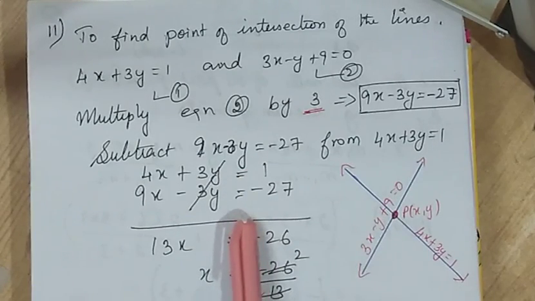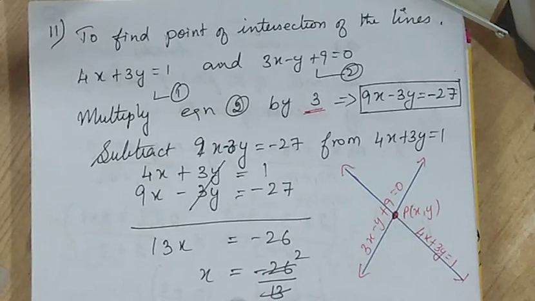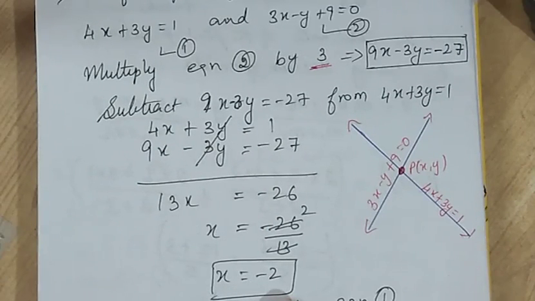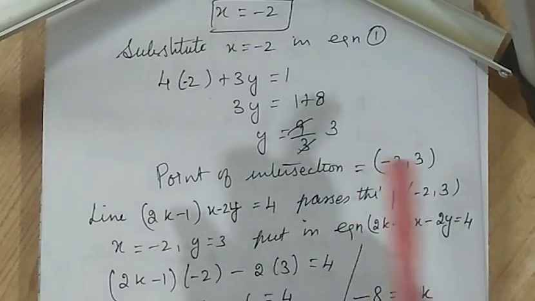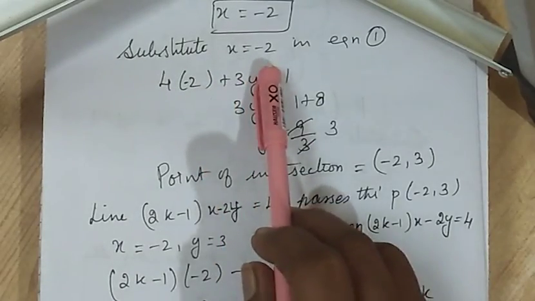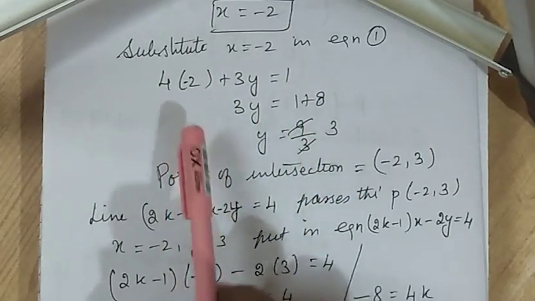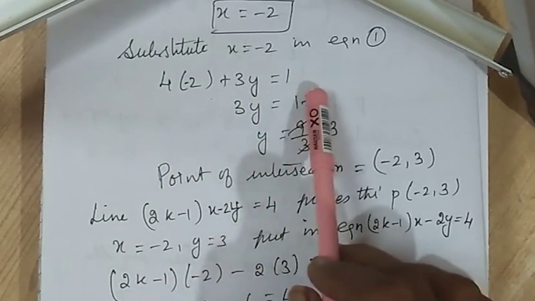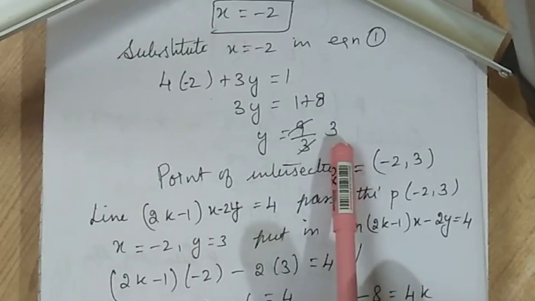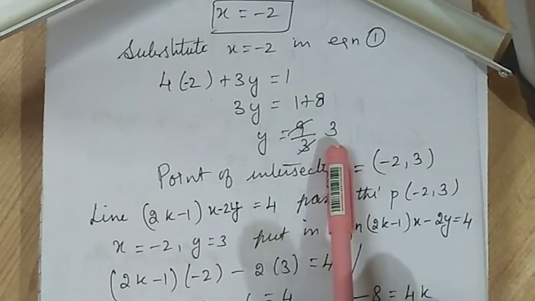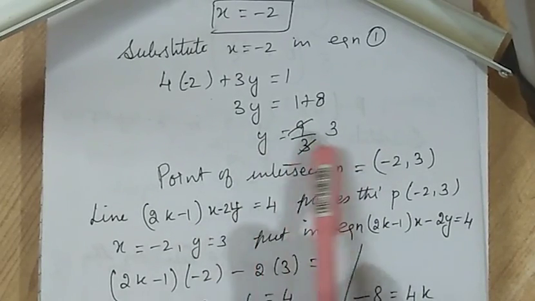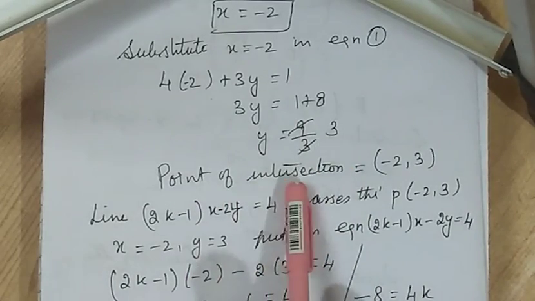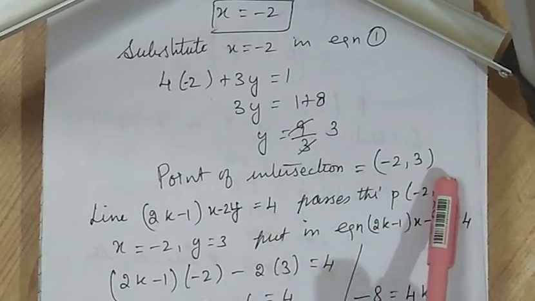Do the subtraction. You will get x is equal to minus 2. Substitute x is equal to minus 2 in equation number 1. 4 into minus 2 plus 3y is equal to 1, and y is equal to 3 you will get. So what is the value you got for y? 3. The point of intersection is minus 2, 3.